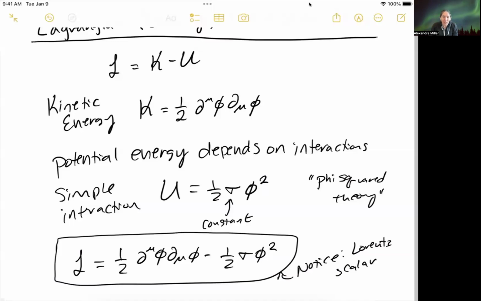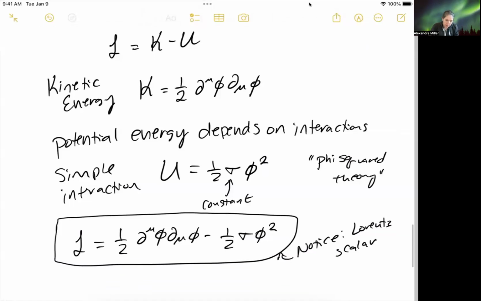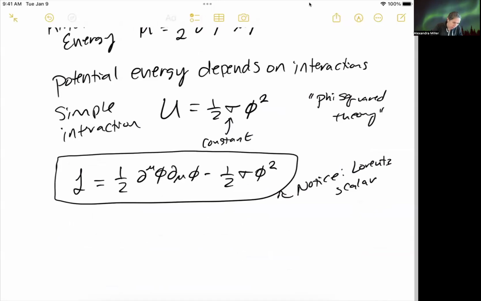And so whenever you write things as a Lorentz scalar, you know that it's explicitly going to obey the symmetries because this thing is going to look exactly the same in all reference frames, right? That's what it means to be a Lorentz scalar. And so this is good, and this is what we're always going to want.